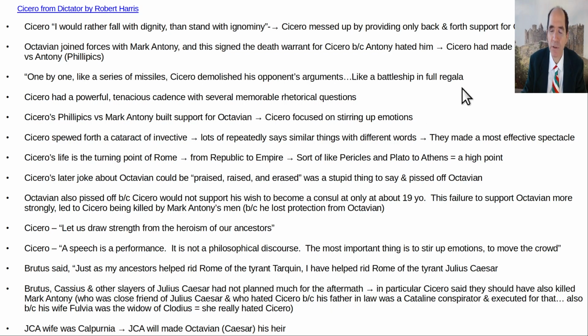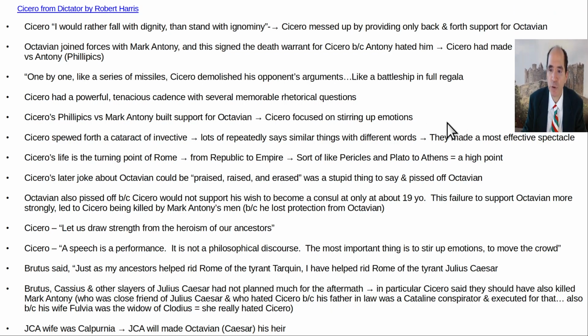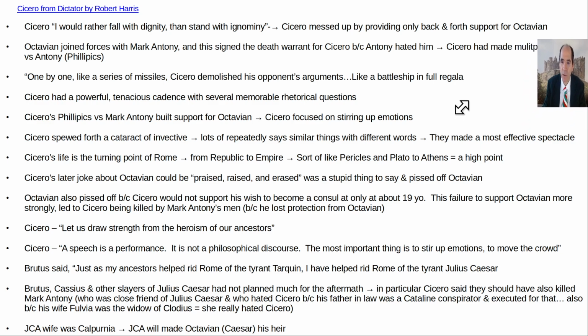You know, Robert Harris is a great writer, and there were a lot of enjoyable little lines, like Cicero would go off on a tirade in his speeches, and his speeches were like an actor's performance, very dramatic. He really emphasized stirring up emotions. He used strings of rhetorical questions to get the emotion of the audience on his side. And Cicero, as a turning point in Rome, kind of reminds me of what Pericles and Plato were to Athens, you know, a turning point for Athens.